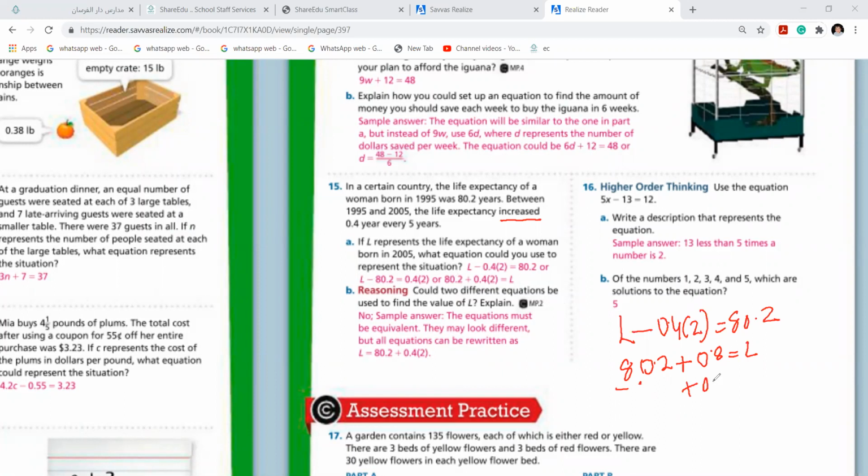Why? Because 0.4, and again you have 10 years. 10 years means every 5 years, so you have 2 times 0.4. That is 80.2 plus 0.4 and plus 0.4, that will give you a life expectancy of 80.2 plus 0.8. Again, B, just a reasoning question, higher order. You can try it on your own, Noor and Jury. Question 15, we are just doing A.